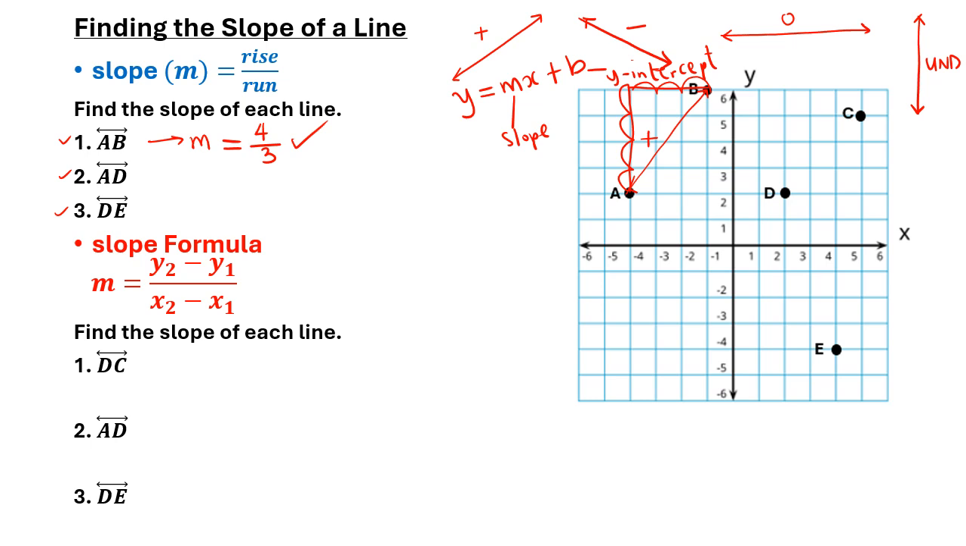All right, let's go to the next line. Notice that for AB it was written like this. Let me show you what I mean. The symbol right here is an indication that we're talking about line AB. So in the future, you would read this as line AB.